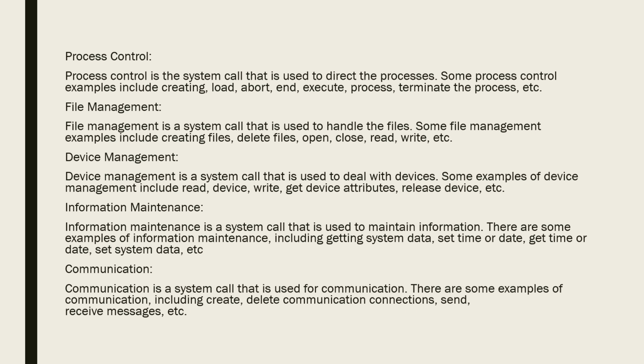Information maintenance. Information maintenance is a system call that is used to maintain information. Some examples of information maintenance include getting system data, set time and date, get time or date, set system data, etc. Communication. Communication is a system call that is used for communication. Some examples of communication include create, delete, connect, send and receive message, etc.